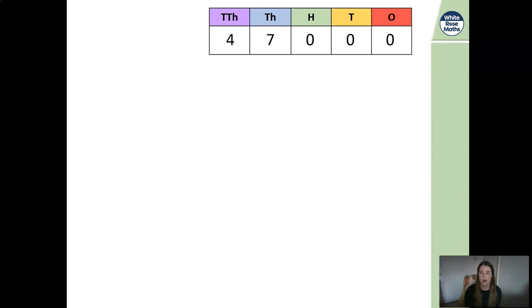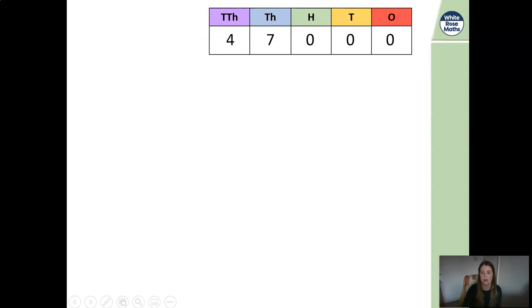So we're going to go back and look at our place value chart today because that's going to help us identify how many digits we move when looking at dividing by 10, 100 and 1000. So let's start off with our first number. Here we have 47,000.